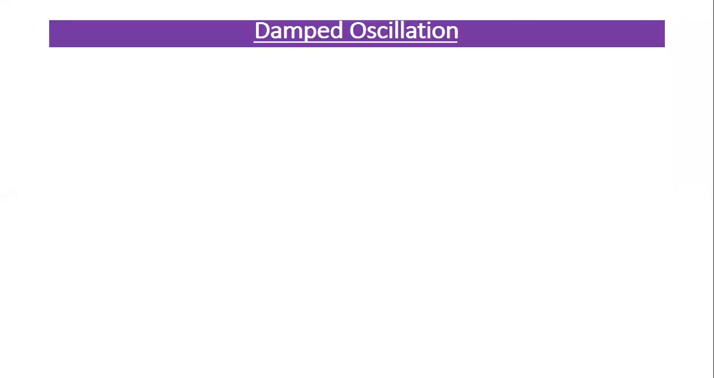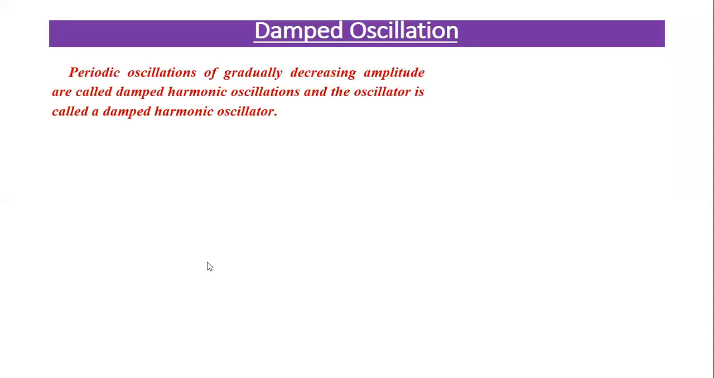Now the next article is damped oscillation. Everybody knows what oscillatory motion is: to and fro motion of an object is called oscillatory motion. But what is damped oscillation? Let me tell you a simple example here. When amplitude decreases, then that oscillation is called damped oscillation. So you can see here the definition. Periodic oscillations of gradually decreasing amplitude. This word is very important. Gradually decreasing amplitude oscillations are called damped harmonic oscillation, and that oscillator is called a damped harmonic oscillator.